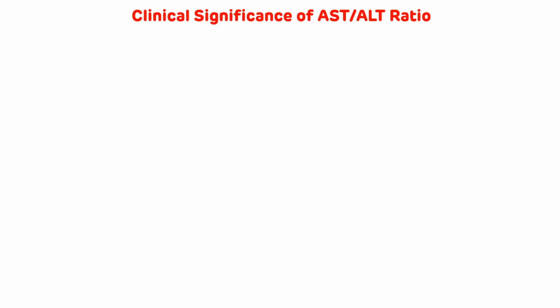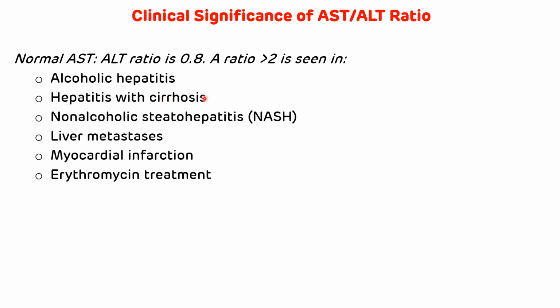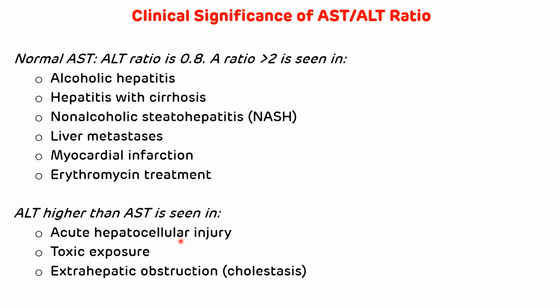So, clinical significance of AST to ALT ratio. The normal AST to ALT ratio is 0.8, but a ratio greater than 2 is seen in alcoholic hepatitis, hepatitis with cirrhosis, non-alcoholic steatohepatitis, liver metastasis, myocardial infarction, and erythromycin treatment. And higher ALT as compared to AST is seen in acute hepatocellular injury, toxic exposure, and extrahepatic obstruction.